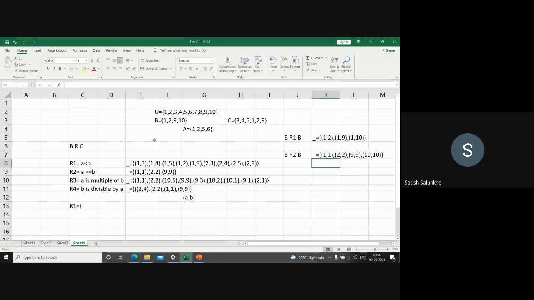Okay, I am giving another relationship. Let us say R5 on B. This relationship is something like this: R5 is A is greater than or equal to B. So come on, tell me now the elements.